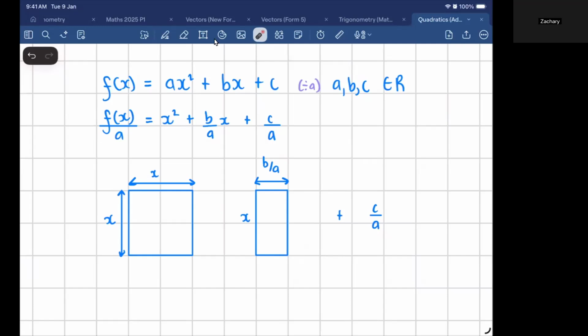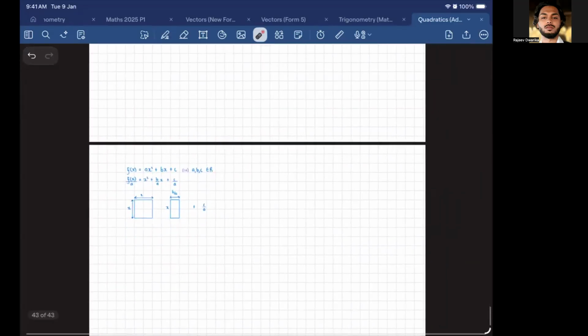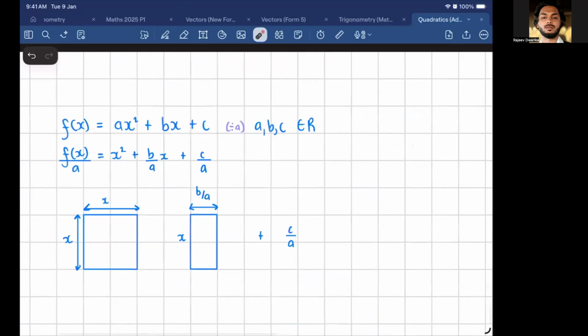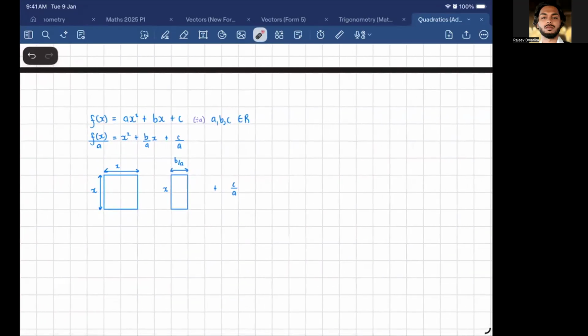Yes, sir. All right, Caleb, do you follow? Or are you really confused? All right, so Caleb, do you understand the last couple of classes I had with the diagrams, and how we rearrange it to make a square?